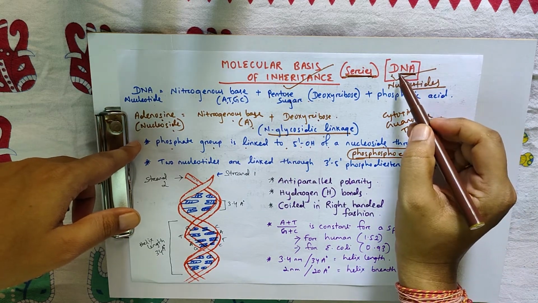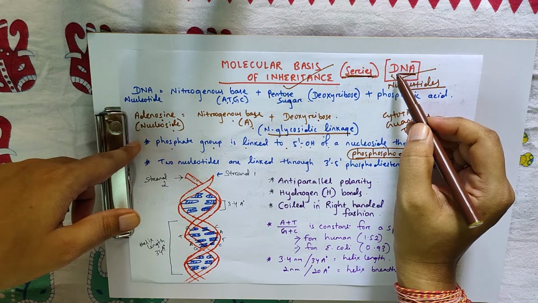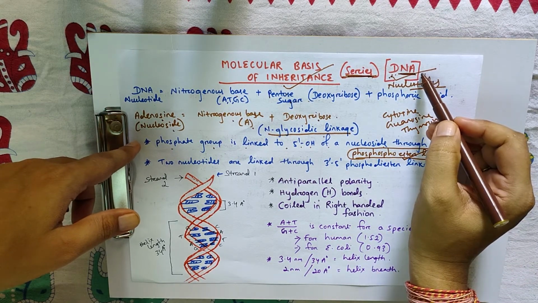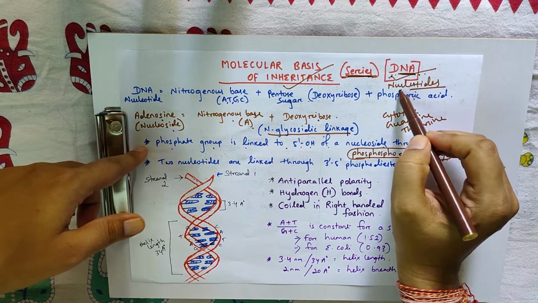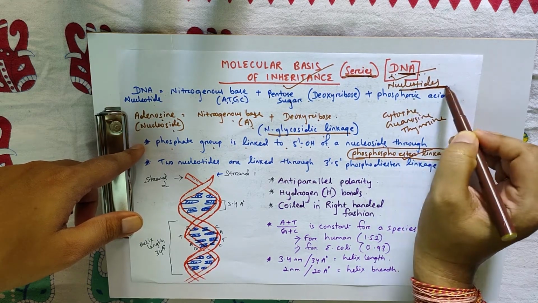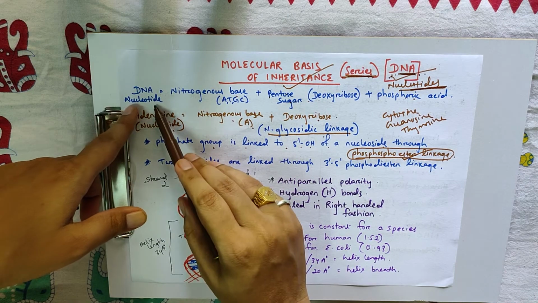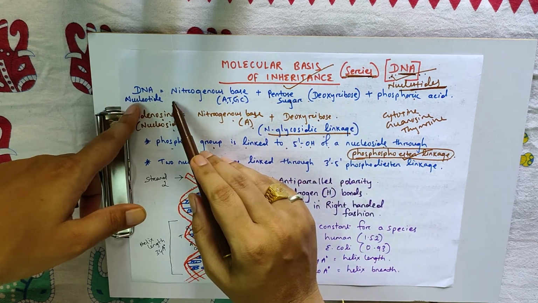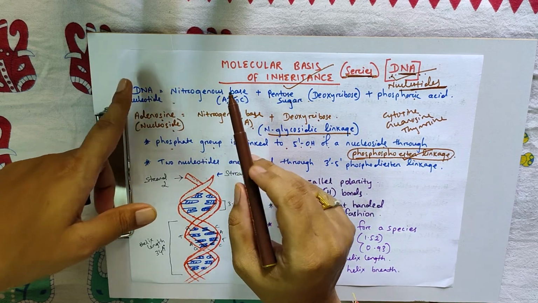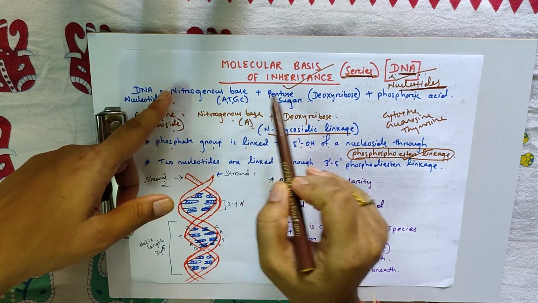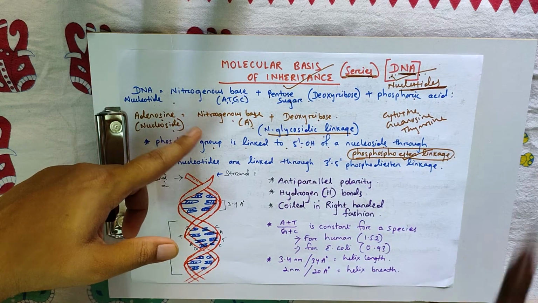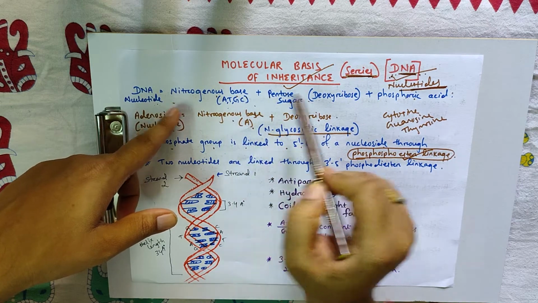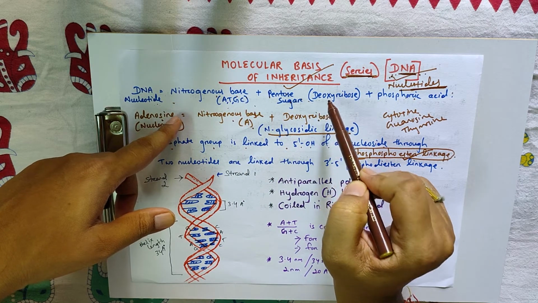We know that DNA, its full form is deoxyribonucleic acid. It is one kind of nucleic acid, and nucleic acids consist of nucleotides. In DNA, nucleotides are there. In RNA also nucleotides are there, and the nucleotides consist of a nitrogenous base, a pentose sugar, and phosphoric acid. In DNA, the nitrogenous bases are A, T, G, C and the pentose sugar is deoxyribose.